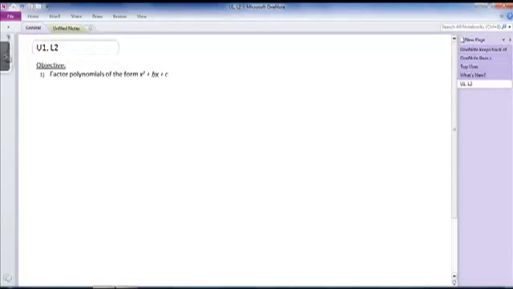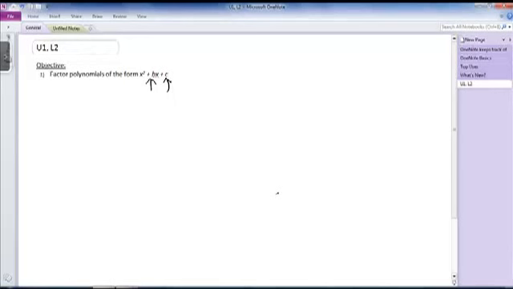So you can see our first objective. We only have one objective for this. We're introducing factoring polynomials, and we're factoring polynomials of the form x squared plus bx plus c. Now let me emphasize here, b and c, these are just numbers. We have a letter there right now, but that's because we don't know what number it is.